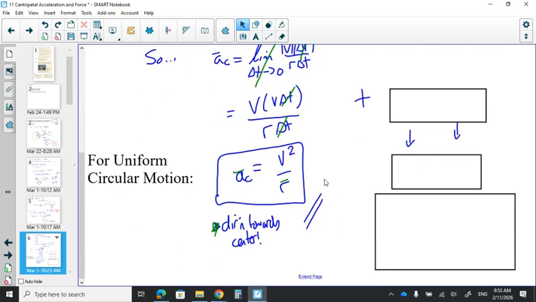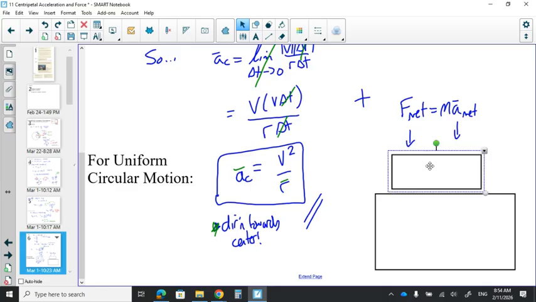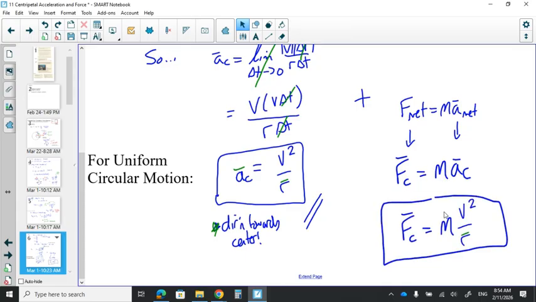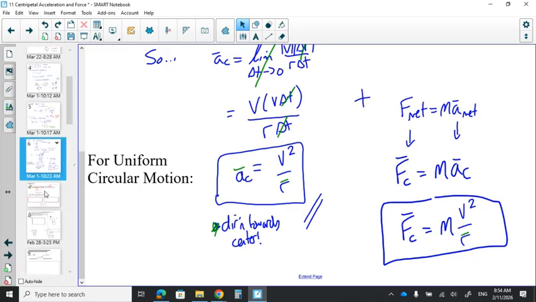We can of course consider this a vector, but the direction is kind of abstract, defined as towards the center. So at any given instant, the direction is not given directly as east or west kind of thing. It changes all the time. Then, of course, we know net force equals mass times acceleration, so the centripetal force equals the mass times that centripetal acceleration. Okay, so that is your development.